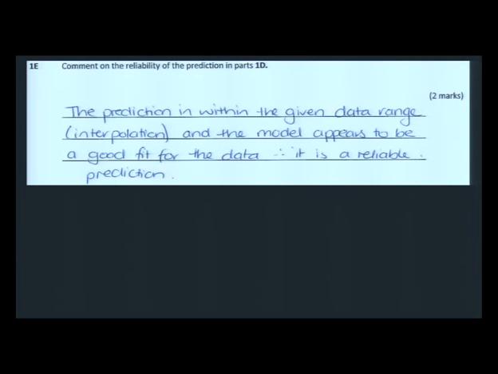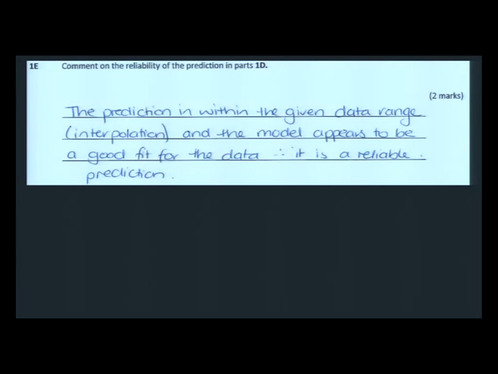Okay, 1E, comment on the reliability. So, here with any prediction, we're looking for interpolation or extrapolation. Interpolation means it's inside the original data set. So the prediction of 3.97 falls within the original data for the world CO2. Therefore, it's an interpolation. If I asked you to predict what would be the CO2 emissions in the US when the world CO2 emissions was 7, that's outside the data, so extrapolation, not as reliable. Okay, so interpolation, more reliable than extrapolation. That's what we're looking for here.